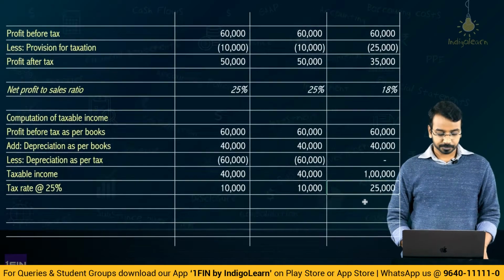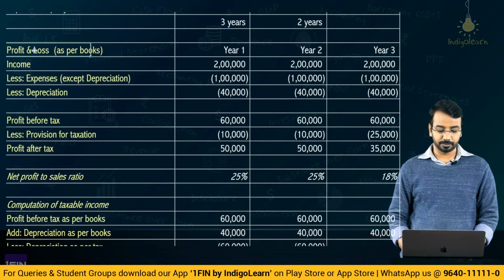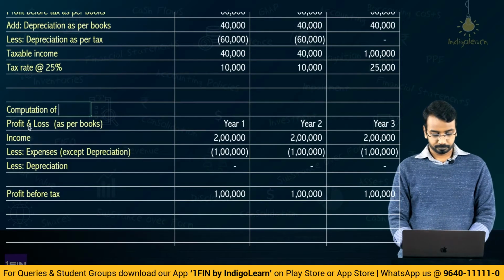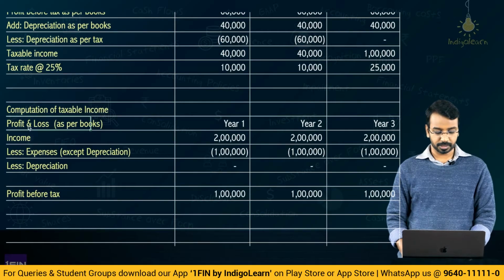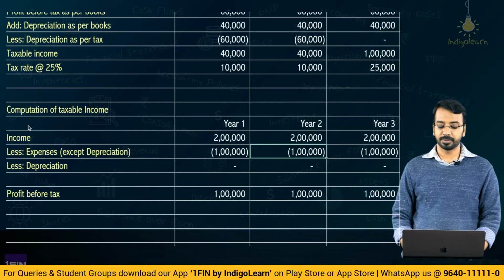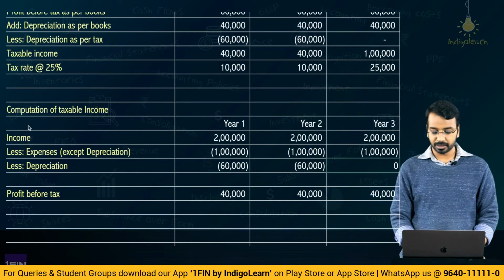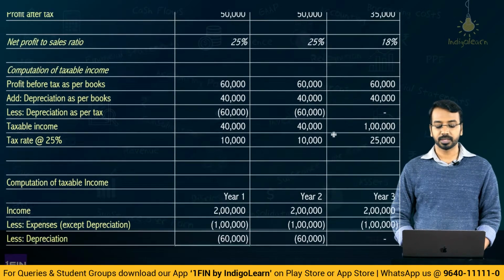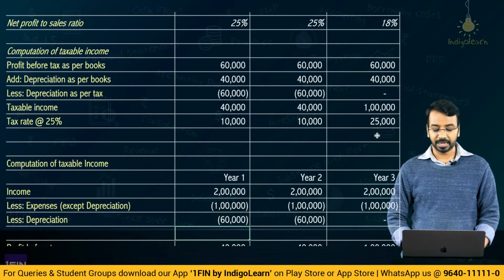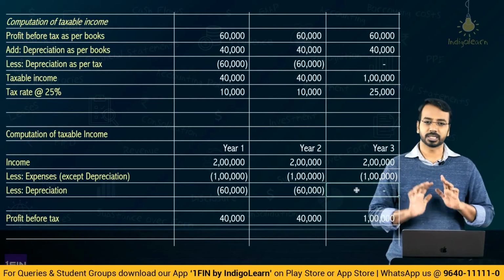Now, this computation, we can also do slightly differently, using the same format here. Computation of taxable income. You can just say income 2 lakhs, expenses except depreciation 1 lakh, then depreciation 60,000, 60,000 and 0. So you get 40, 40, 1 lakh, that is what you have got. You can see the difference has come only because of depreciation. I have not introduced other terms yet.